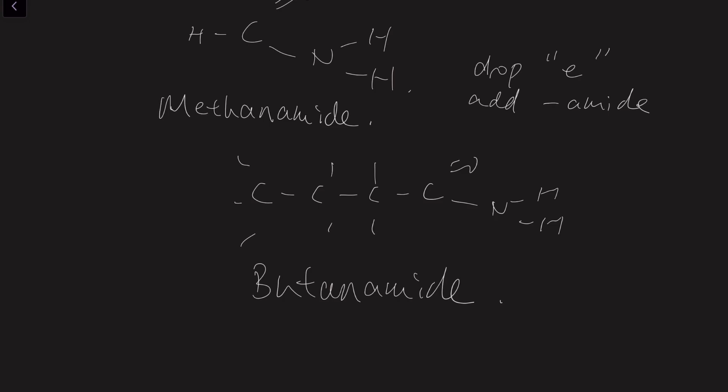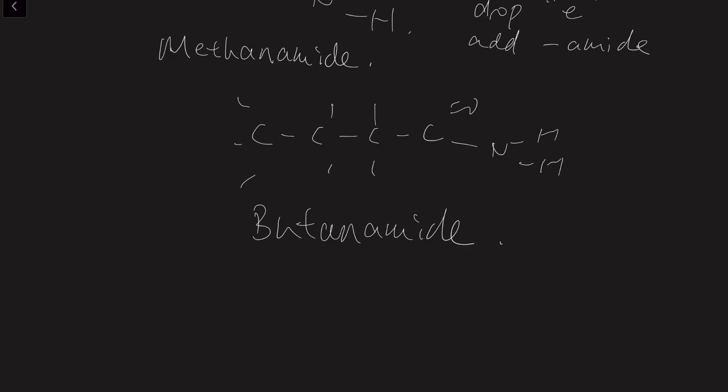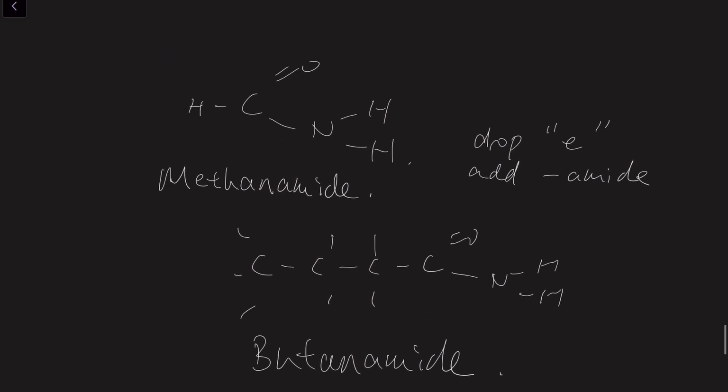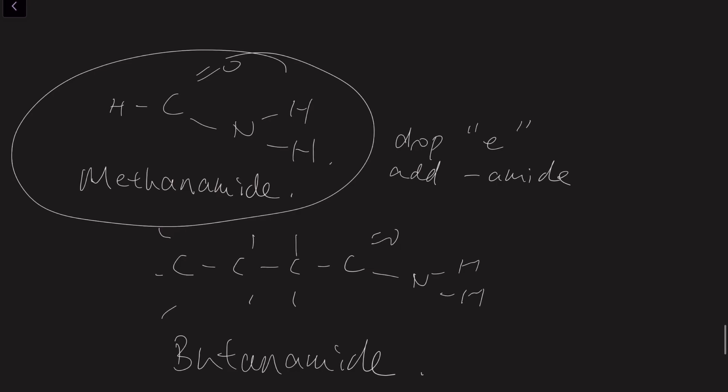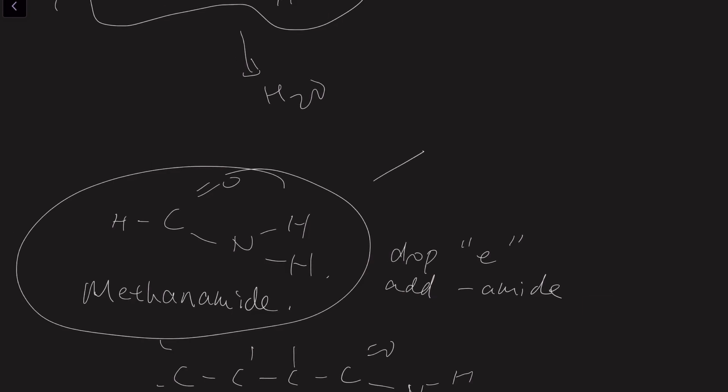So this is how you name amide. For methane amide, how do you draw the skeletal formula? It's actually just something like this. So this is the skeletal formula. And there's an invisible carbon here, but you don't need to show the carbon, because by default, carbon is at the end of each chain.